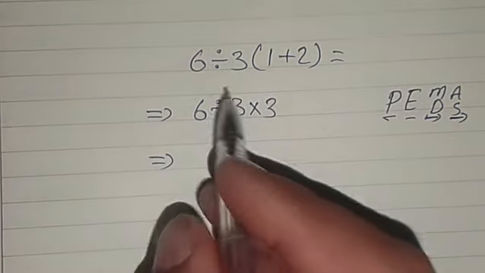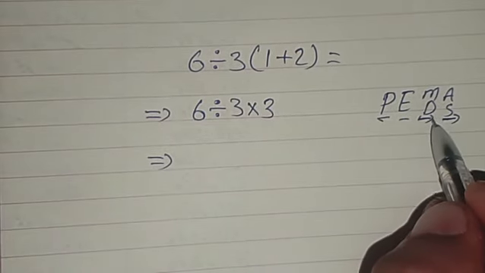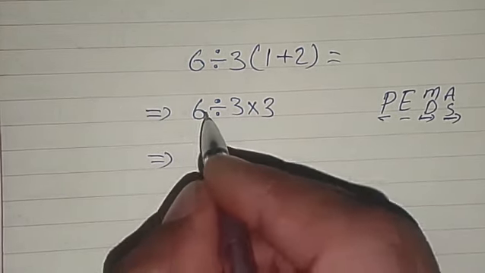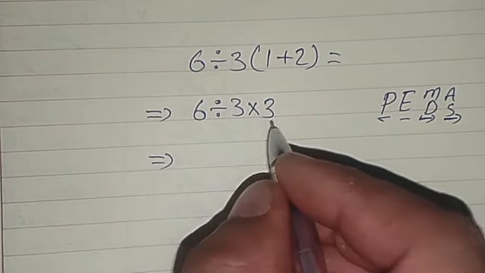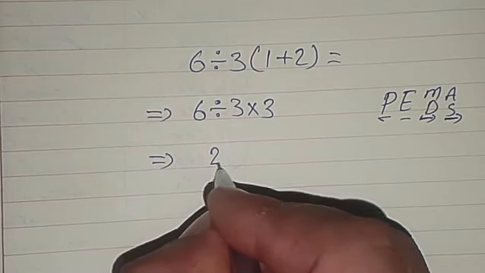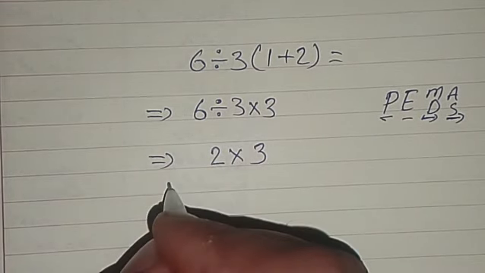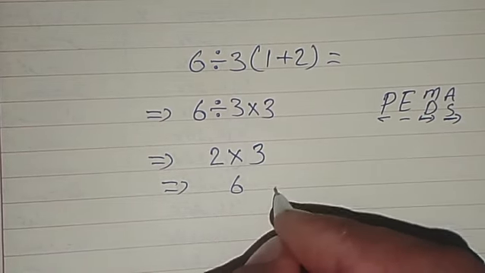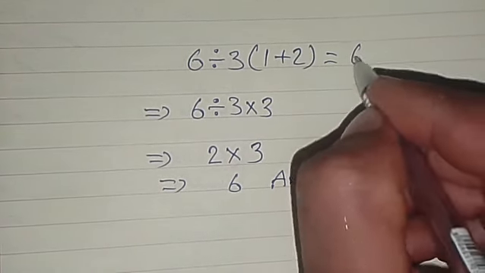Now we have one division and one multiplication, so you know that we solve it from left to right. Now from left to right we first do division and then multiplication. 6 divided by 3 give us 2, multiply by 3. Now the answer is 2 3s are 6. Answer is 6.